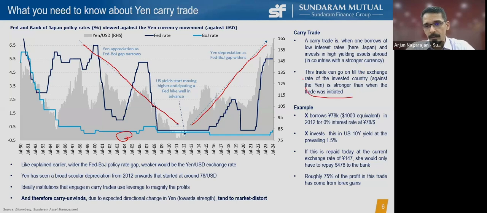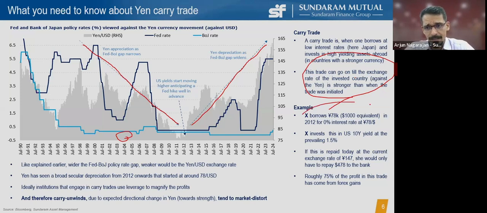So if you look at this small para here, this carry trade will go on till the exchange rate of the country you invest in moves against you. Say, for example, you're investing in the US by borrowing from Japan. The US dollar should remain stronger. The minute the US dollar starts weakening, this entire trade might not really be very profitable.